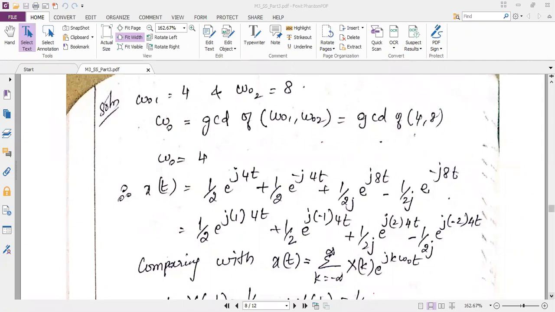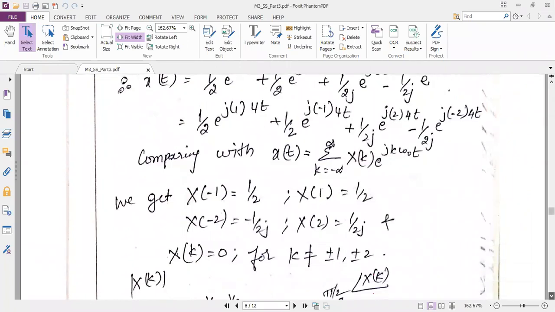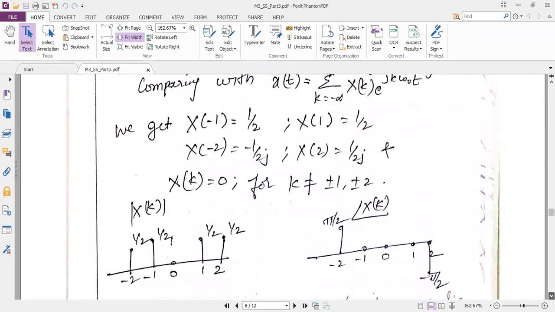So I have summarized my answer like this. Now if I try to find the magnitude at minus 1, a is 0 and b is 1 by 2. So the square root of a square plus b square is again 1 by 2. So at minus 1 I have drawn 1 by 2. The amplitude is 1 by 2. So this is the magnitude, magnitude of x of k.